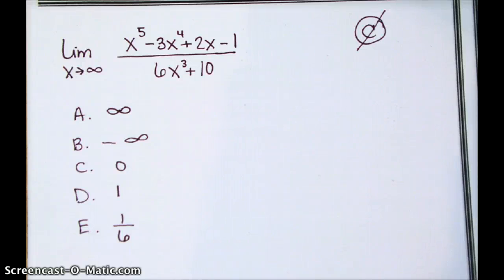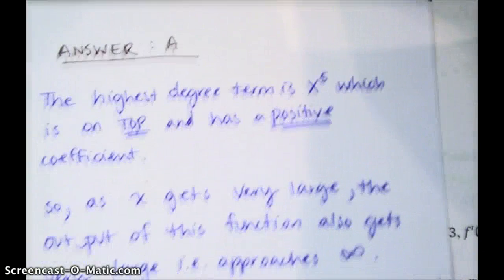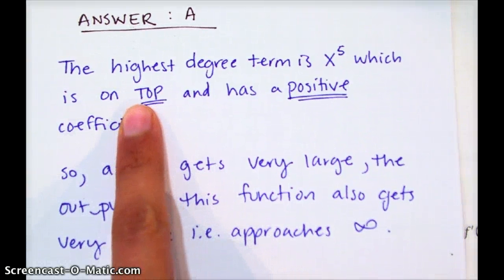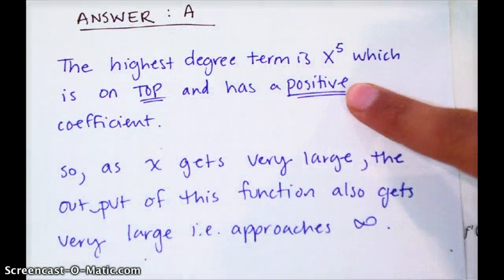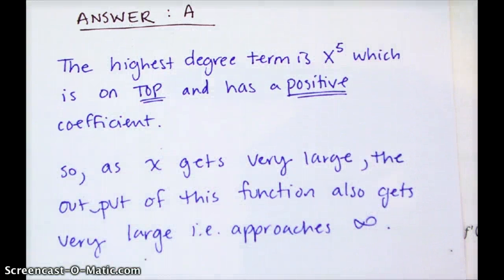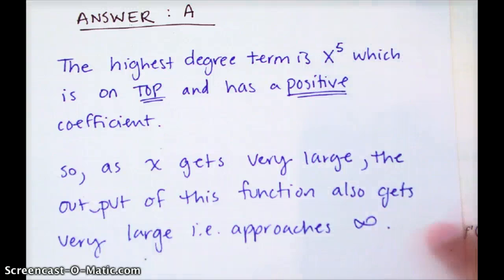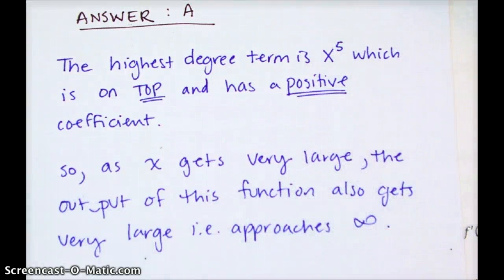Right, so in this case, the correct answer was A, which is infinity. And that's because the highest degree in this expression is x to the 5th, which is on top. And furthermore, it has a positive coefficient. So since it's on top, our answer is either positive or negative infinity. Since the coefficient is positive, the answer is positive infinity. If you think about it in terms of numbers, x is getting very large. The output of the function is also going to get large because that term on top is very large. And that basically means it's approaching positive infinity.